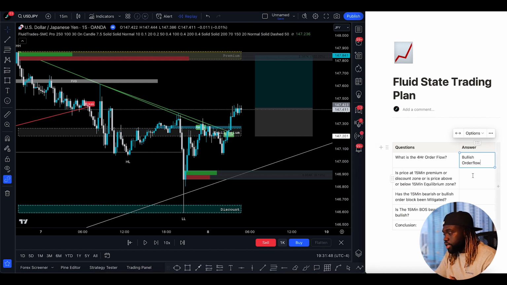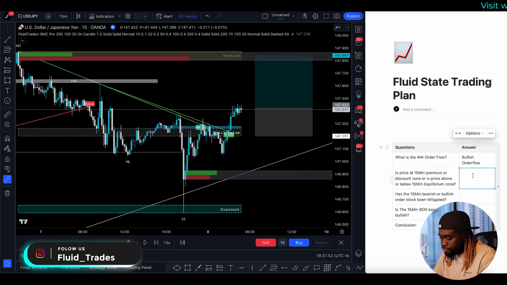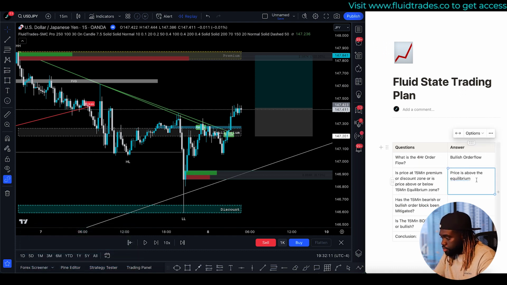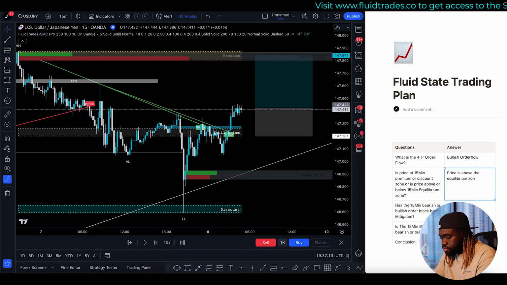So that's what we're gonna put, right? Because that's what we see. That's our edge. So price is above the equilibrium zone. Boom. We know that, right?